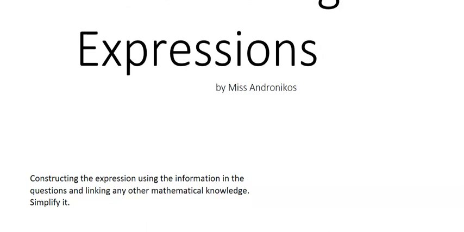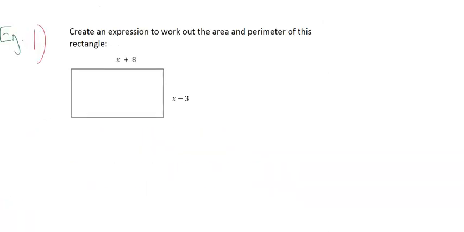So essentially, when we're constructing expressions from any particular worded or visual problem, the idea is that we want to create a number sentence to link it with any other mathematical knowledge, and then simplify it if possible in the end. Sometimes it's an equation and so we have to solve it, but in this case, we're looking at expressions that we need to simplify, okay? So you're using the information in the questions and any other mathematical knowledge. Let's have a look at the first example.